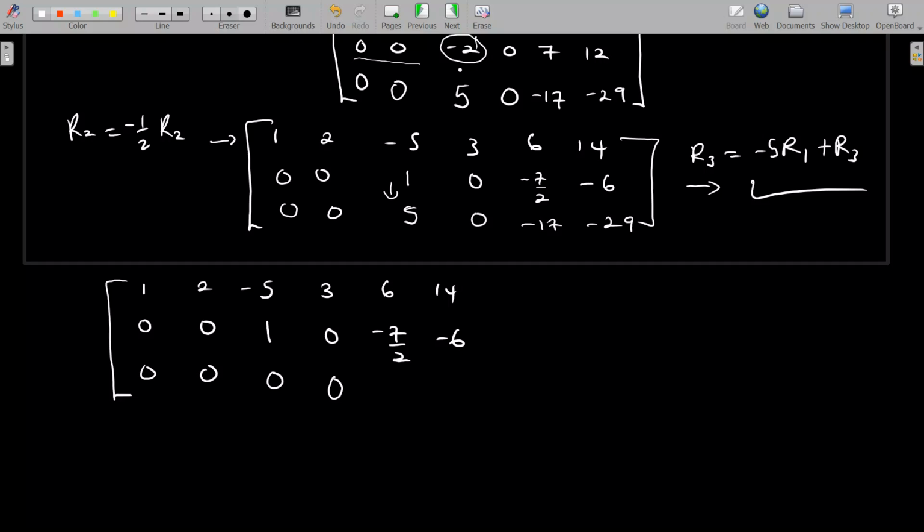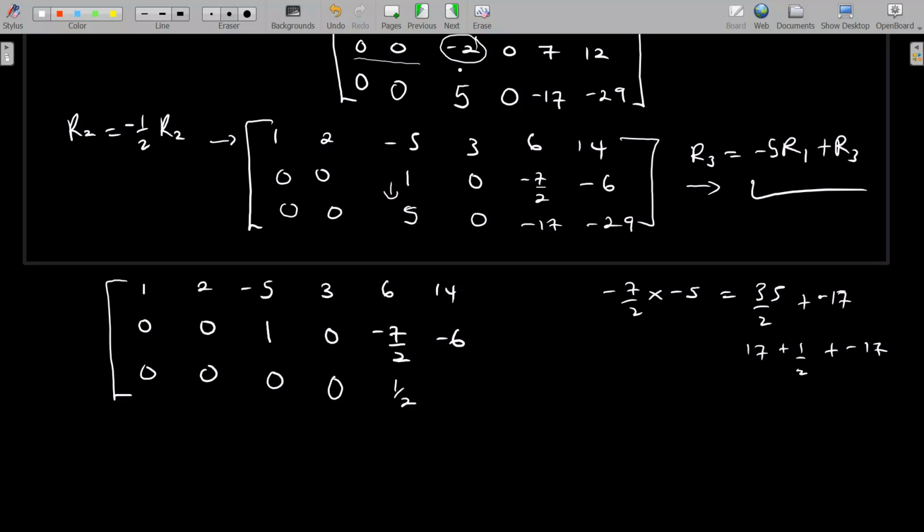And then I'm going to have negative 7 over 2 times negative 5, which is 35 over 2. Then you add it to negative 17, right? Remember, 35 over 2 is the same as 17 plus 1 half. So plus negative 17, and that's going to give you 1 half, right? So I'm going to have 1 half here.